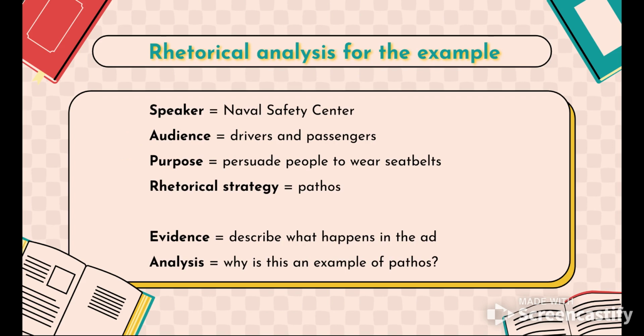So in the video we just looked at, we can identify the speaker is the Naval Safety Center. They're the people who made this ad, and it says that at the end. The audience are drivers and passengers, because the purpose of this piece of rhetoric is to persuade people to wear seatbelts. And then the rhetorical strategy that this ad is using is pathos. When we think about evidence, what we're really using in an ad is describing what's happening. There's no real things to quote here because there's no spoken language. And our analysis is trying to think about, why is this an example of pathos?